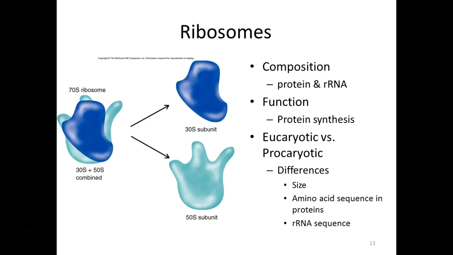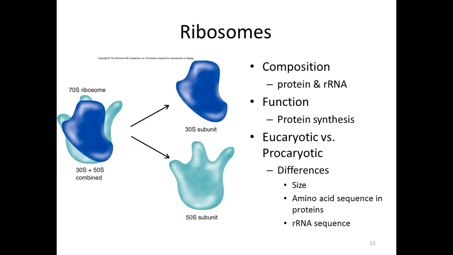All cells have to have it. Both prokaryotes and eukaryotes have ribosomes. But they differ in the size of these molecules, the amino acid sequence that make up the proteins, and definitely the RNA sequence, because remember, this is how Carl Woese came up with the three different groups: bacteria, archaea, and eukarya. Because even within prokaryotes, you had a significant difference between the RNA sequence of bacteria and archaea.